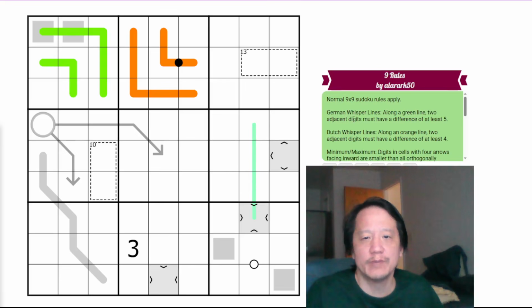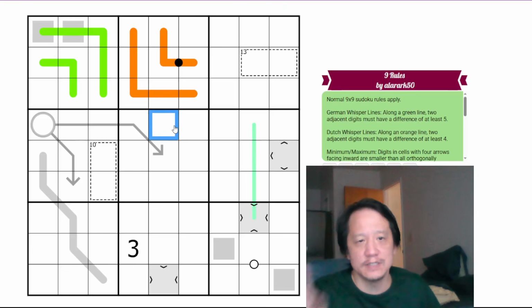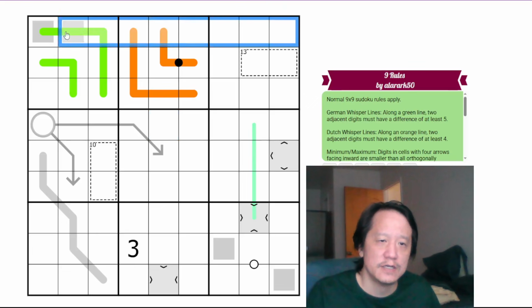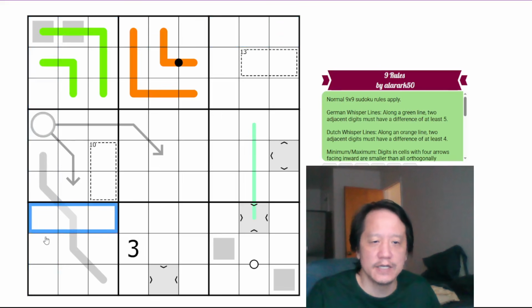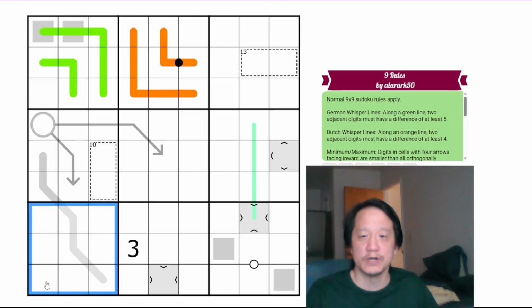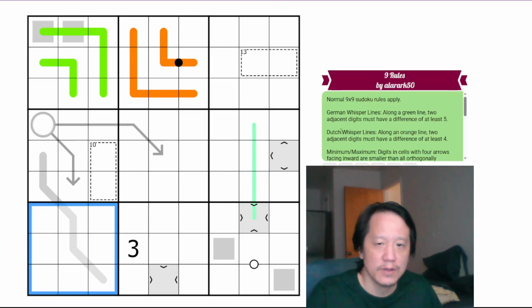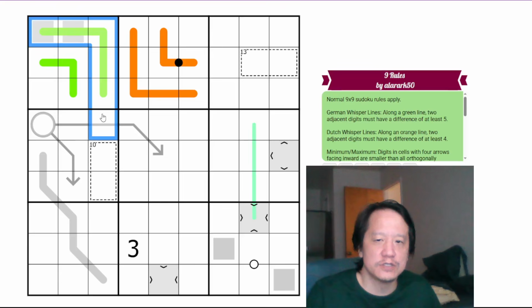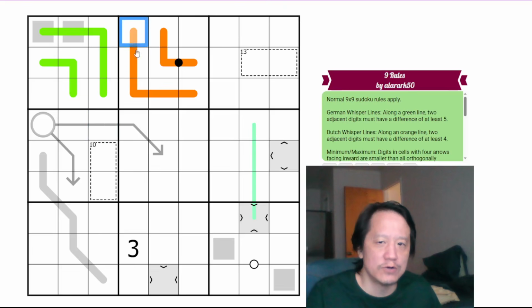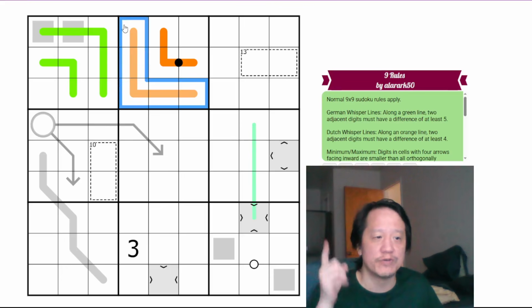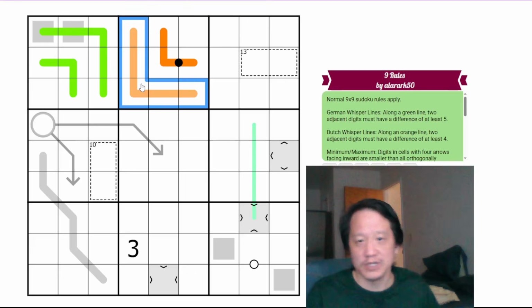Normal 9 by 9 Sudoku rules apply, which means that in every cell of the grid we place a single digit such that every row, column, and designated 9-cell region contains the digits 1 through 9 exactly once each. We have German whisper lines, where along a green line, 2 adjacent digits must have a difference of at least 5. And we have Dutch whisper lines, where along an orange line, 2 adjacent digits must have a difference of at least 4. I call these whisper 5 and whisper 4 lines because the setter came up with that name, and I thought it made a lot of sense because it's kind of obvious.